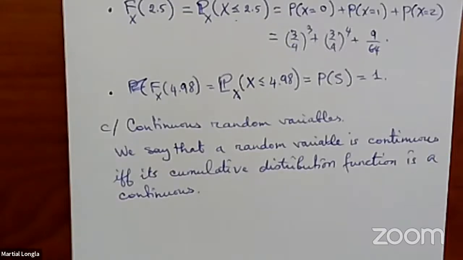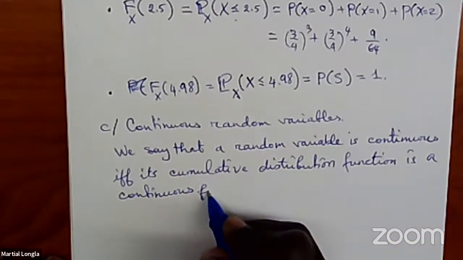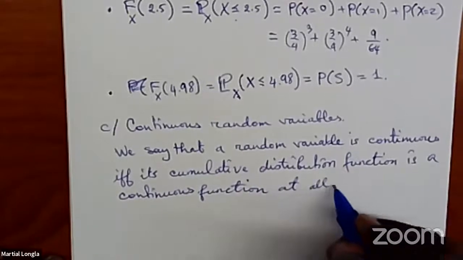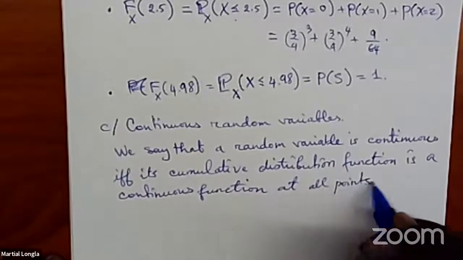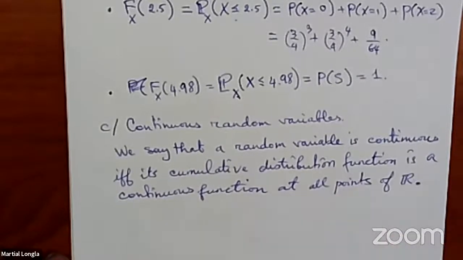Of course, that means that the example we had before is not continuous, right? Because it's a discrete random variable. It has only finitely many values. F_X is a continuous function at all points of R, the set of all real numbers.